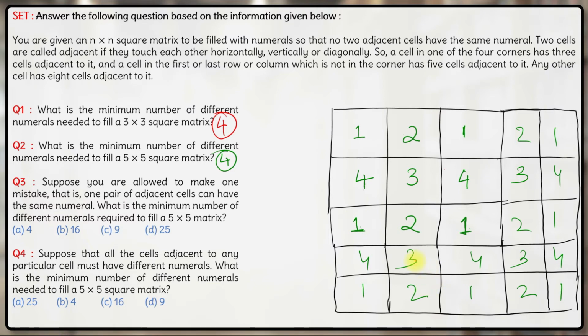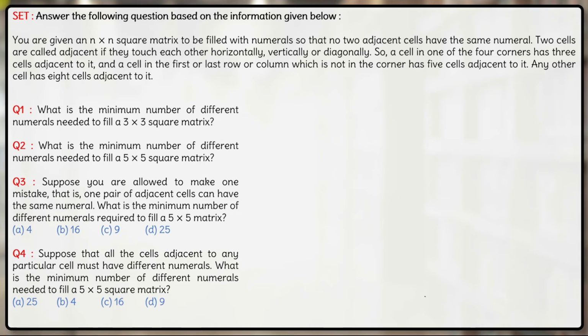So now if one mistake is allowed, instead of 2, I can write a 3 over here, and the adjacent cells here have the same numeral. But to satisfy all other adjacent cells, we still need 4 different numerals, right? So here the answer will still be option A, 4, because only one mistake is allowed. If we could afford more mistakes, then probably this number would have reduced. But since only one mistake is allowed, the numerals required will still be 4 only. Okay, fine.